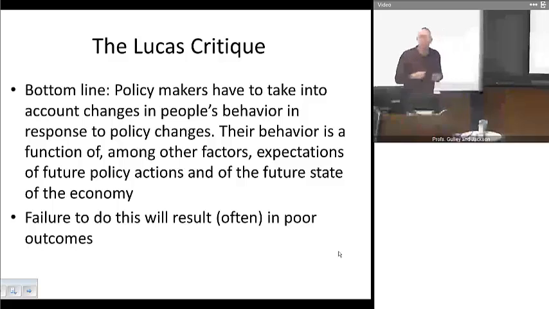And of course, if it's really difficult, there's a very high chance that outcomes aren't going to be exactly what policymakers anticipated.